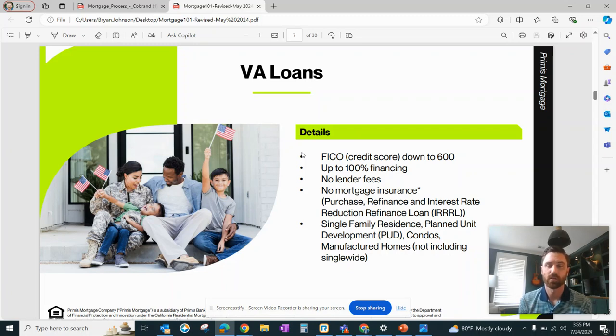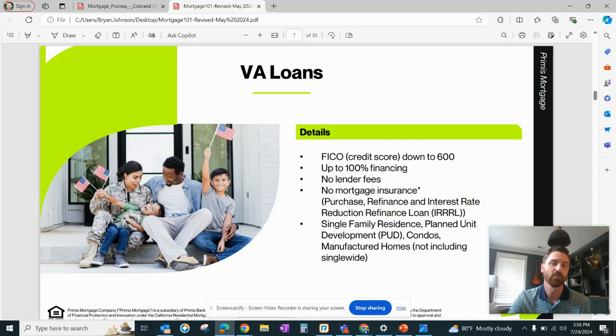And you can go as low as 600. We can technically go lower than that if it's a manual underwrite. Up to 100% financing. Like I said, no lender fees. So we do waive our lender fees, and a few other fees, which is typically about $1,300. You can purchase, refinance. There's a few different things you can do with it.